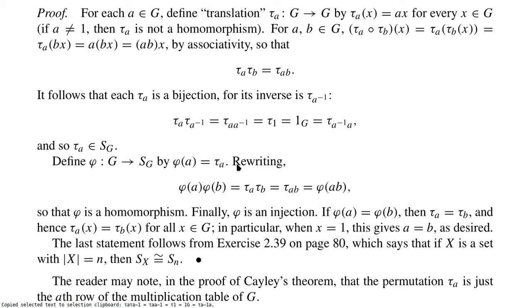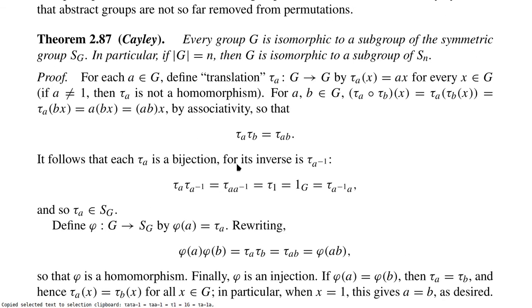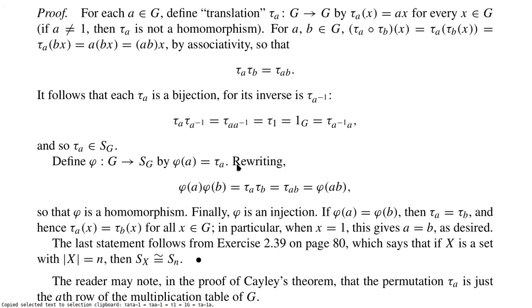That's equal to phi of AB. So this smoothly works out to phi being a homomorphism, right? So phi is a homomorphism. Now we have to show that it's injective.